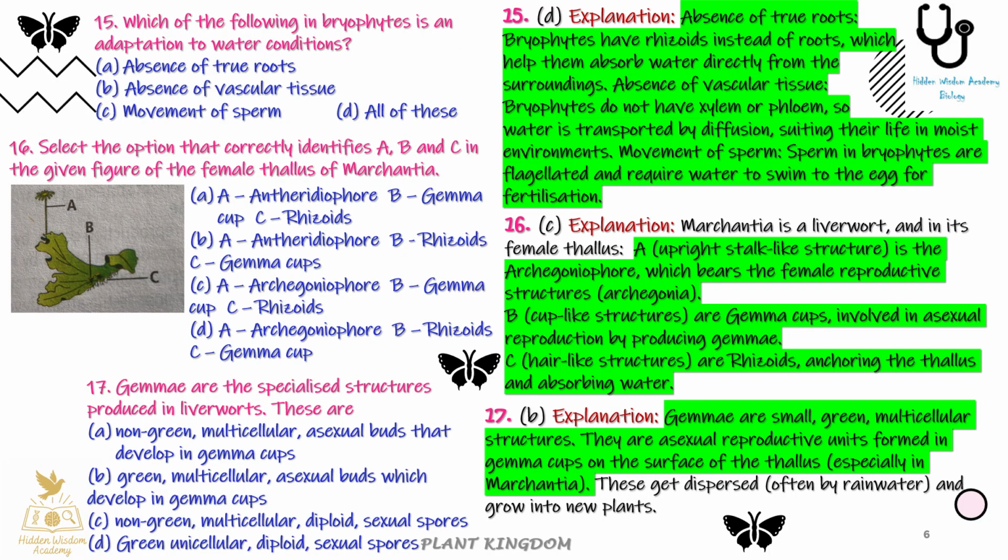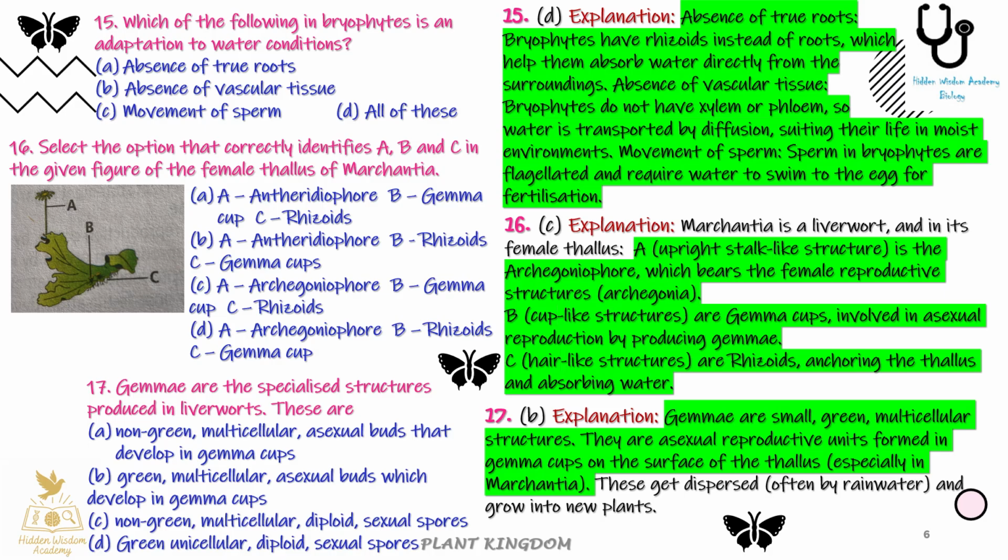Question 15. Which of the following in bryophytes is an adaptation to water conditions? Option A, absence of true roots. Option B, absence of vascular tissue. Option C, movement of sperm. Option D, all of these.